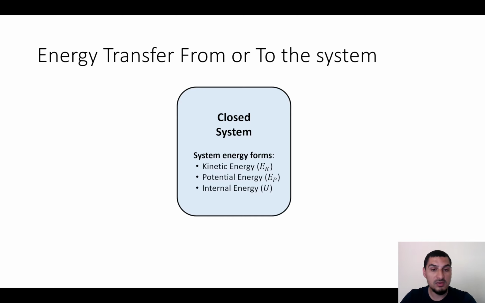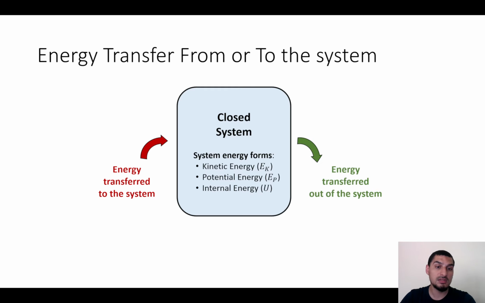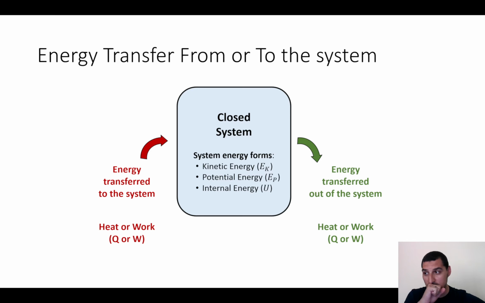But we said that a closed system can have energy going in and out of the system. So the closed system can have some energy transferred into or out of the system. You can add energy to the system from outside or remove energy from the system to outside. This energy can be in the form of heat or work. So these are two more forms of energy that we need to understand, because we will include them in the energy balance equation.